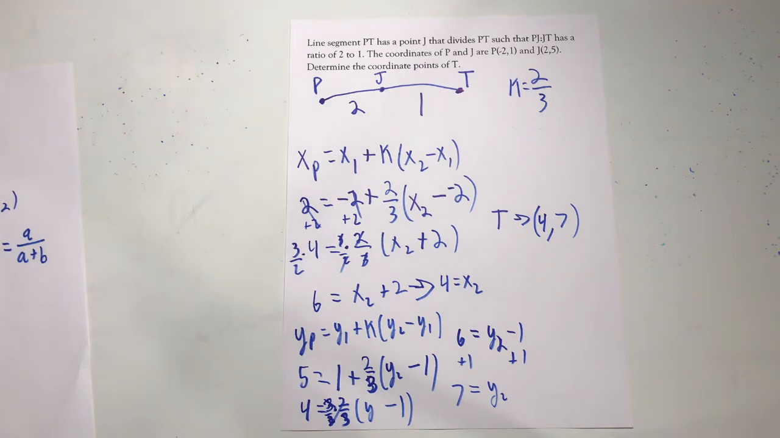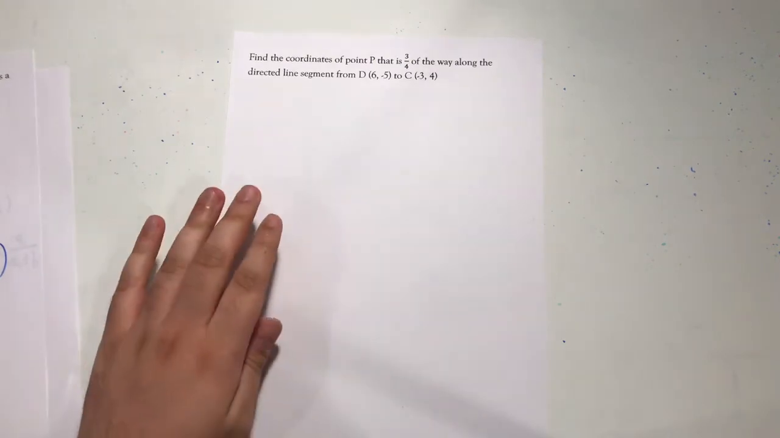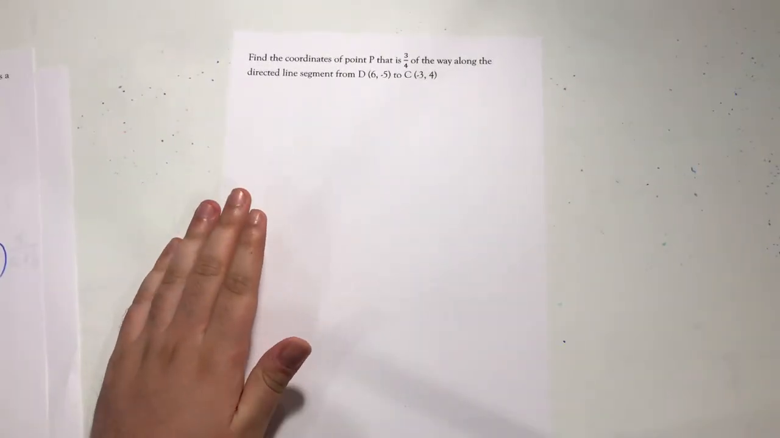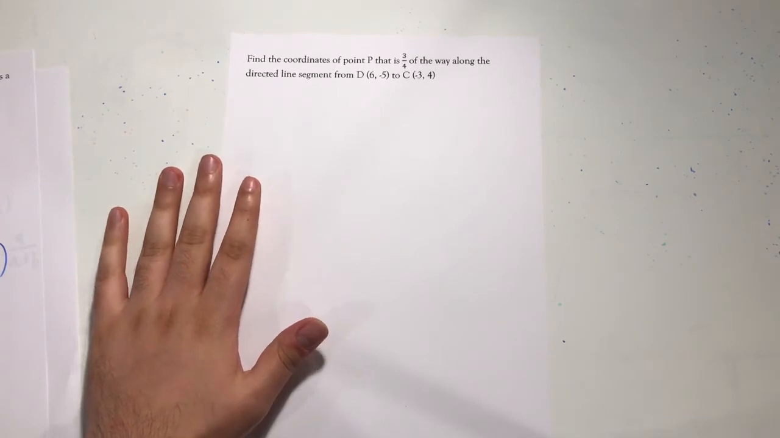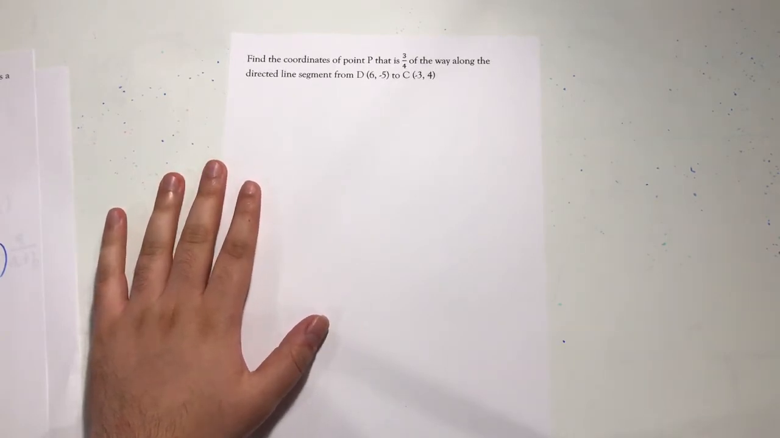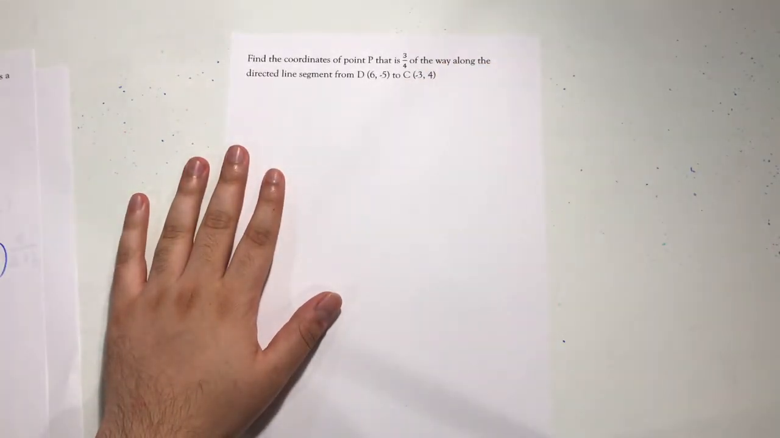Let's go to a different looking example. So, like I said in the last problem, I suggest you pause the video and try this out for yourself. It looks a little different, but same concept. So here it asks us to find the coordinates of P that is 3/4 of the way along a directed line segment from D to C. Now, this definitely looks quite a bit different than our previous two. Mostly because it doesn't give us a ratio. It gives us a fraction. And you know what? I like that better.